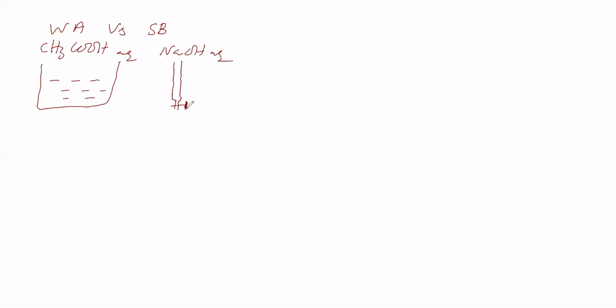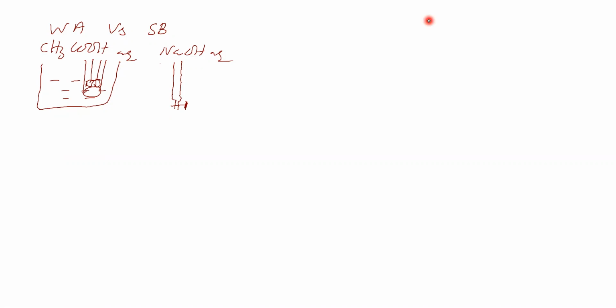Now we will place a conductivity cell here. Initially this beaker contains acetic acid solution. Acetic acid is a weak acid. It undergoes partial ionization to give acetate ions and H plus ions.